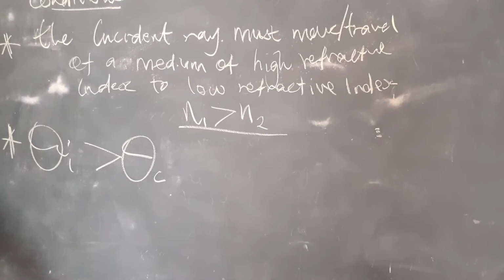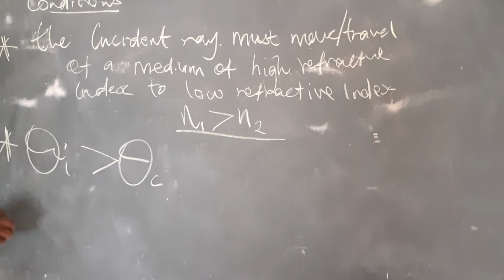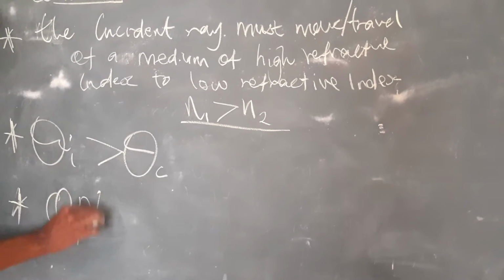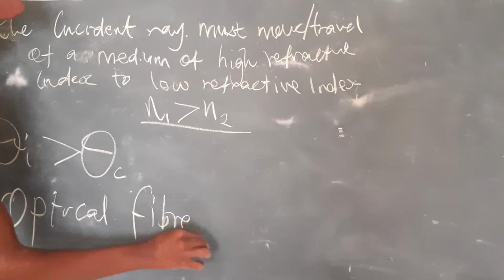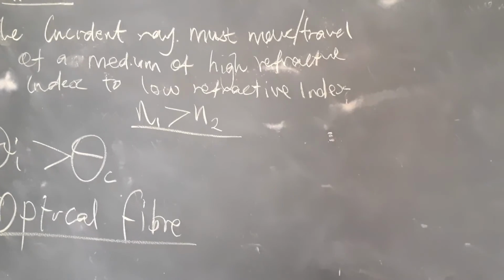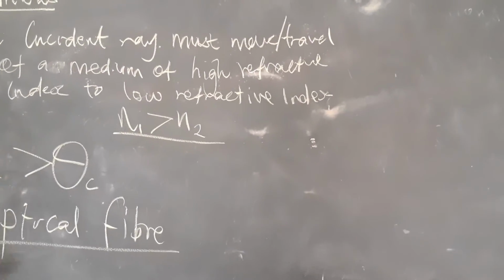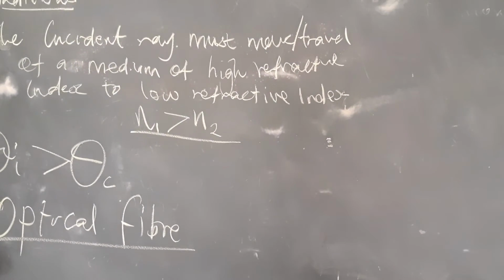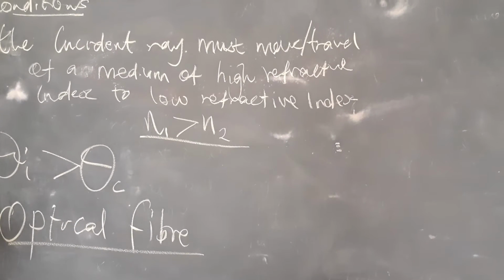And where do we find total internal reflection? We find it in the instrument we call optical fiber. This is an instrument for total internal reflection. Optical fibers are used for telecommunication. When we need to communicate, we use telecommunication for total internal reflection.